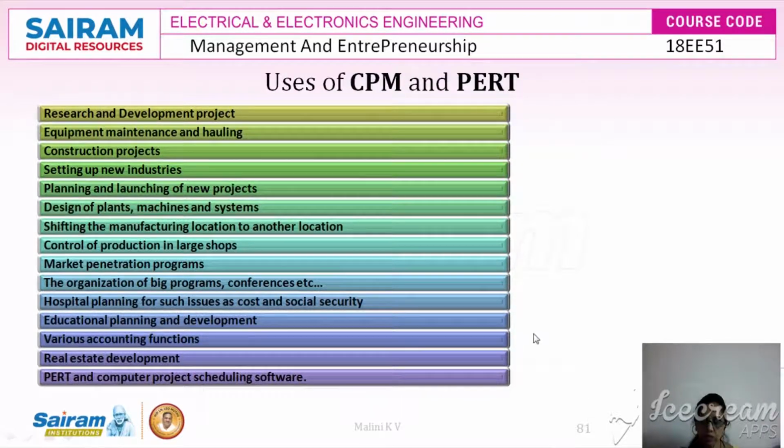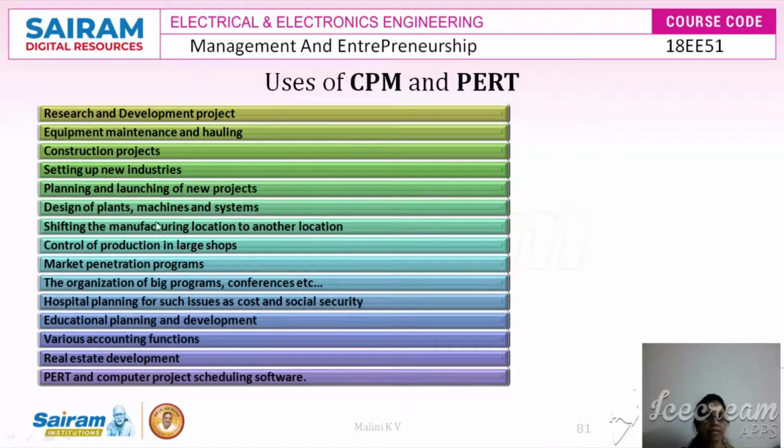What are the uses of CPM and PERT? I have listed some of the uses where they are going to be very handy and helpful: research and development projects, equipment maintenance and hauling in the manufacturing sector, construction projects, and setting up of a new industry. It gives a clear idea of the time that is required, how successfully the project can be tracked, how successfully it can be broken down into different activities, and what the time required is, in the real sense, to complete the project.